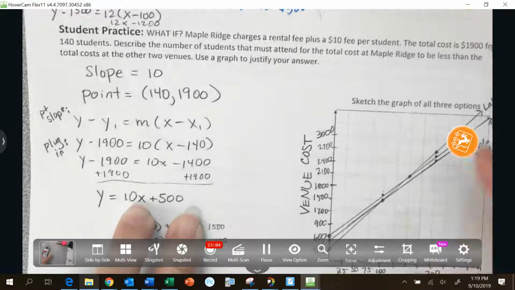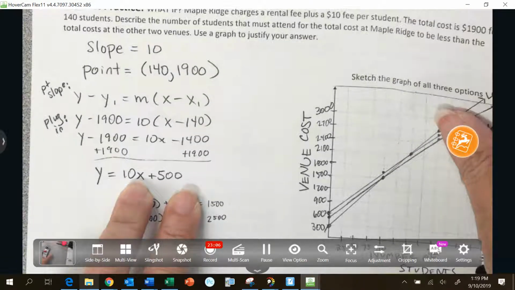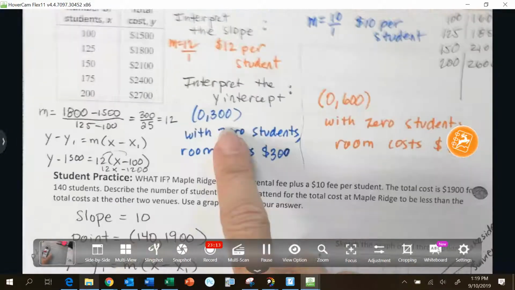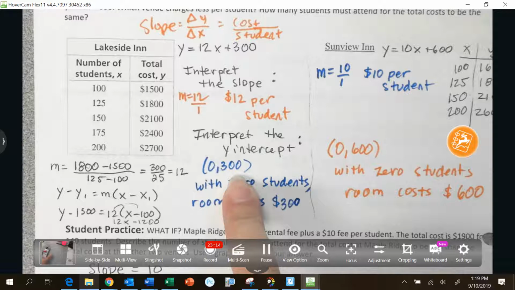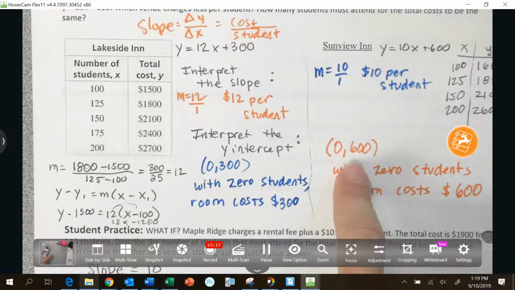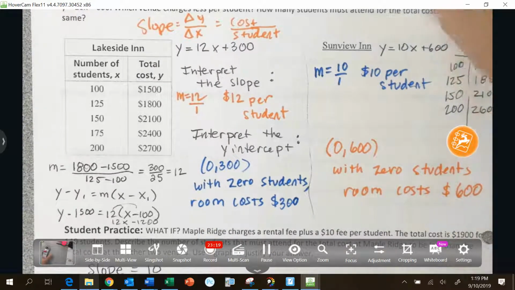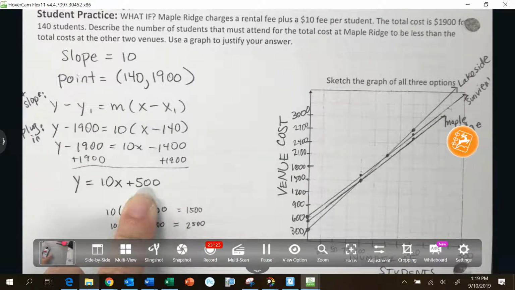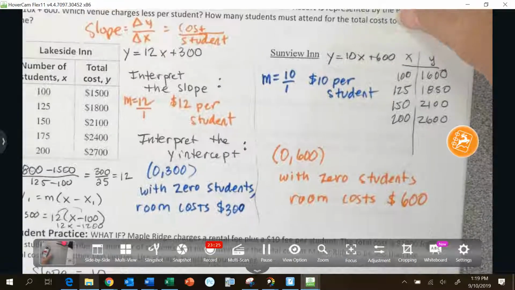It's cheaper for what? Is the room fee cheaper than one of them? So the room fee is $500. It costs more than Lakeside, but less than Sunview for just the room fee. But what about the charge per student? It's the exact same as Sunview.